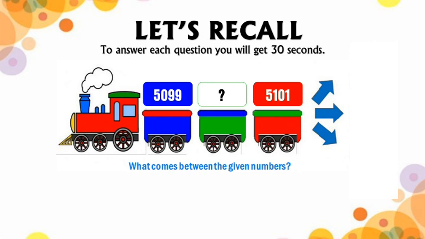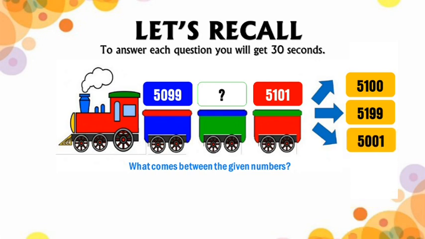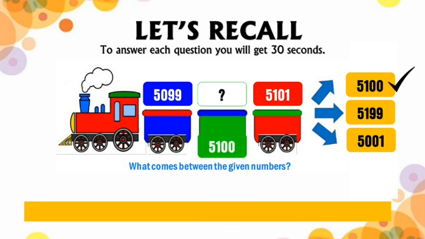This question is asking to find the number of people in the middle section. If so, first you will see how much is the first one and how much is the last one. After that, look at each digit properly and then it would be easy to find the next number. 5,100, 5,199 and 5,001. What's the answer? Very good. The answer is 5,100.